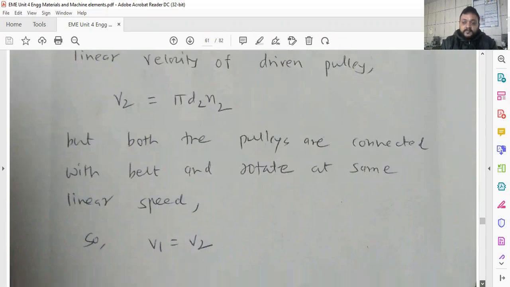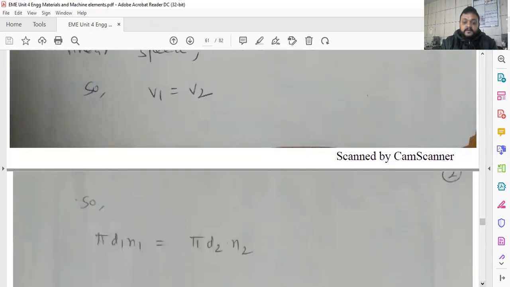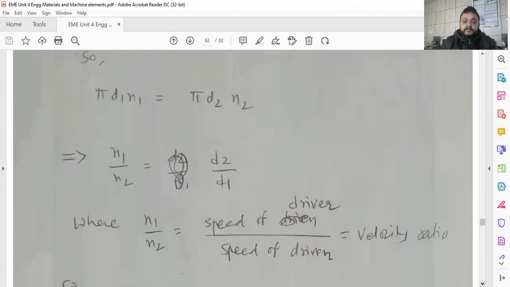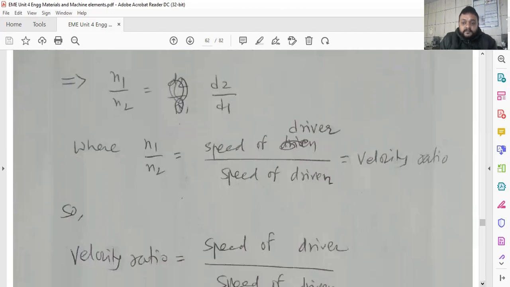So v1 is equal to v2, so pi d1 n1 is equal to pi d2 n2, and from this n1 by n2 is equal to d2 by d1, where n1 by n2 is called the velocity ratio, the speed of the driver over the speed of the driven. So if you vary the speed of the driven, the velocity ratio changes. For that, n1 by n2 is equal to d2 by d1, so it is inversely proportional to the diameter of the pulley.